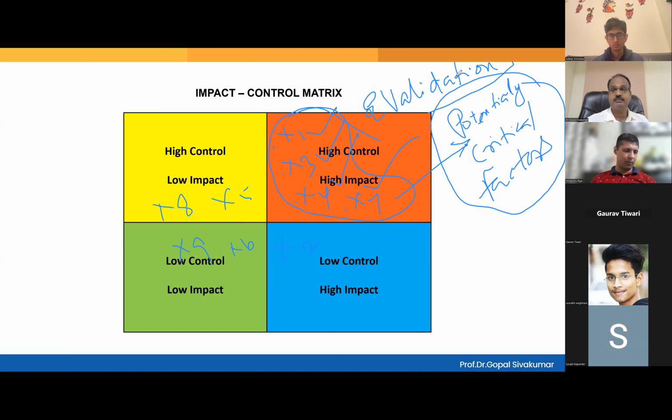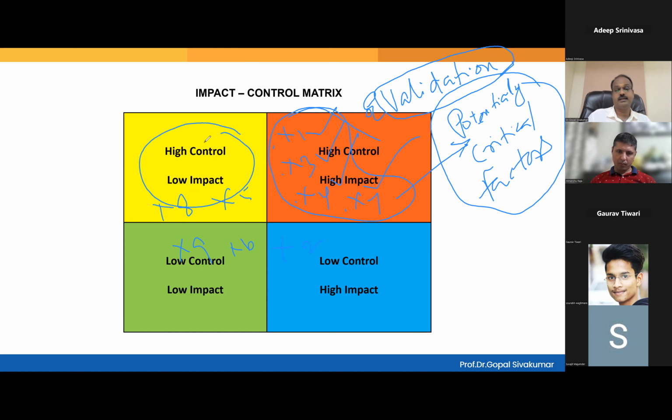But the second thing is high control, low impact. So it will come to the second consideration, or maybe high impact, low control will be coming into the second consideration. This is your second consideration. This is first consideration. This is second consideration. This is third consideration. This is the last.